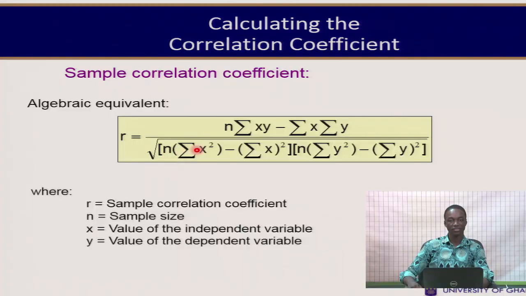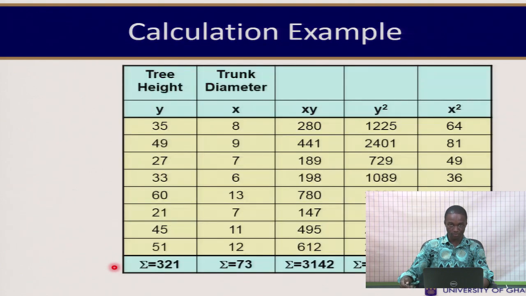One other way to calculate the correlation coefficient is just to look at the summation of the xy minus summation of x times summation of y, all over the square root of n summation of x squared minus summation of x all squared, multiplying n summation of y squared minus the summation of y all squared. R is given as your sample correlation coefficient, n is given as your sample size, x are the values of the independent variable, and then y are the values of the dependent variable.